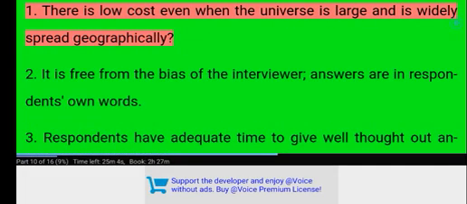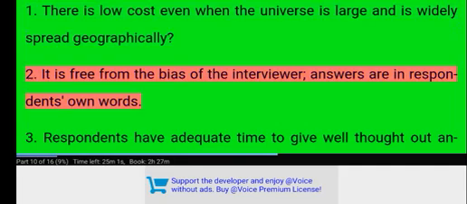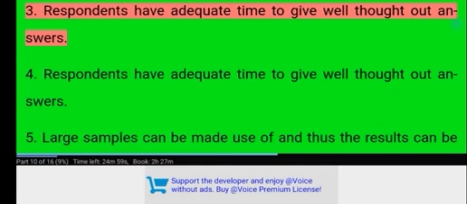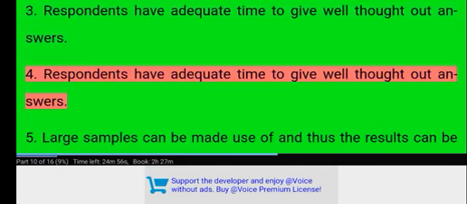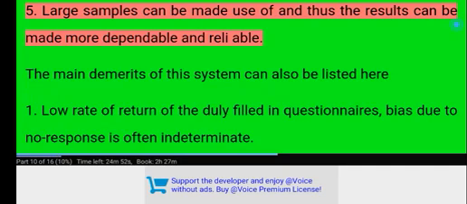1. There is low cost even when the universe is large and is widely spread geographically. 2. It is free from the bias of the interviewer. Answers are in respondents' own words. 3. Respondents have adequate time to give well thought out answers. 4. Respondents who are not easily approachable can also be reached conveniently. 5. Large samples can be made use of and thus the results can be made more dependable and reliable.